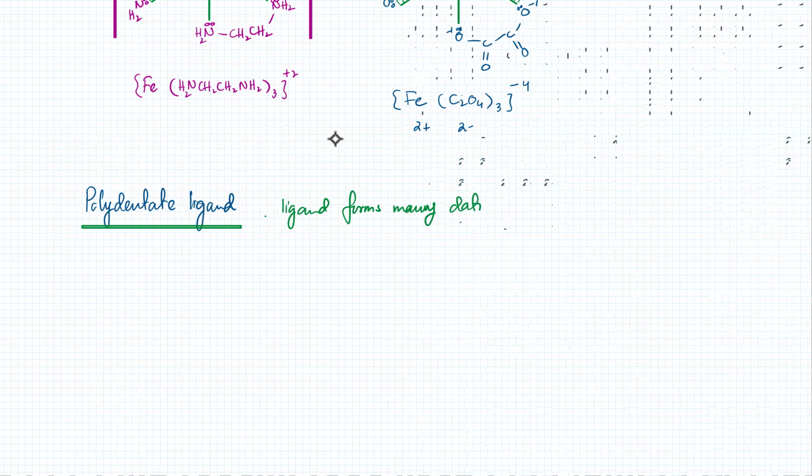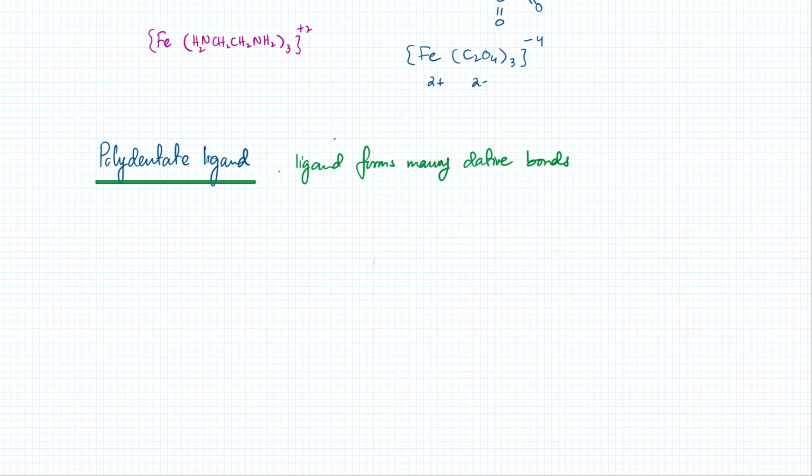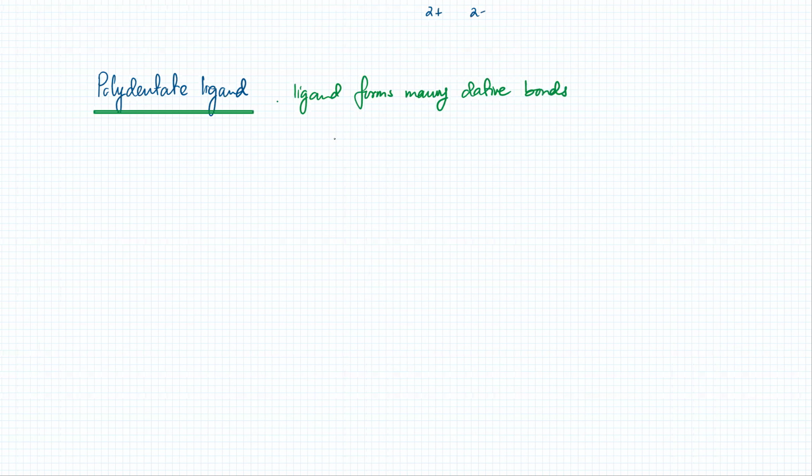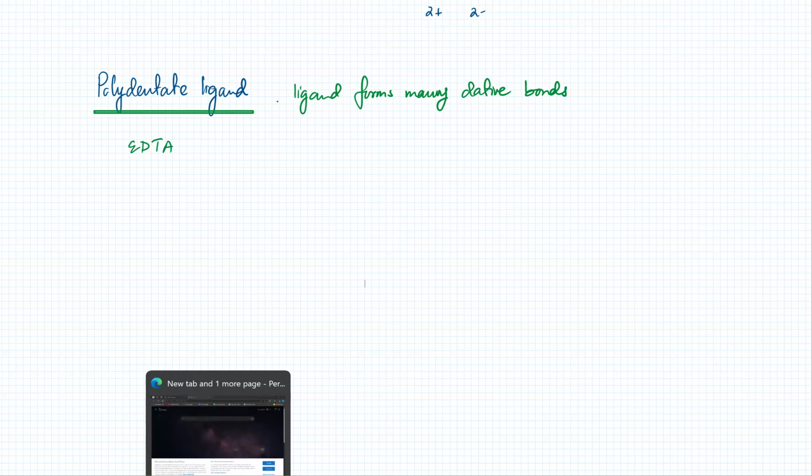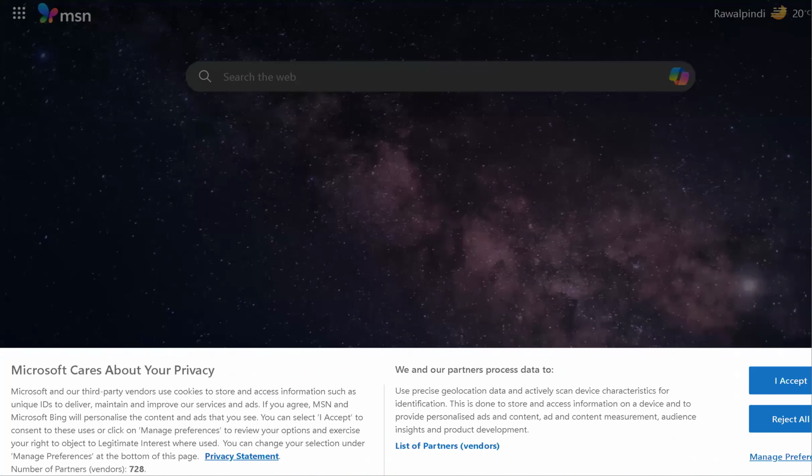So it forms many dative bonds. Poly means many. Now there's one molecule you should remember, EDTA. It's got a complicated name, so I'll just post a picture of it. You can't remember the molecule itself, you can only remember the name, because it's a complicated molecule.